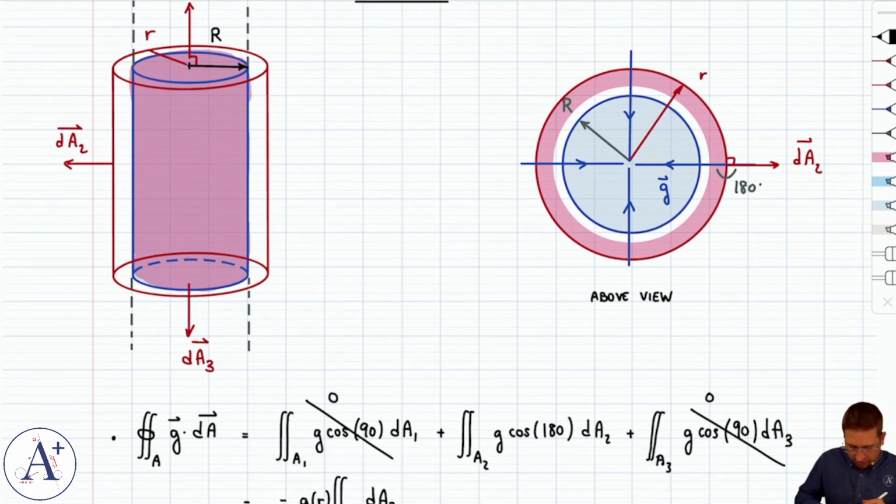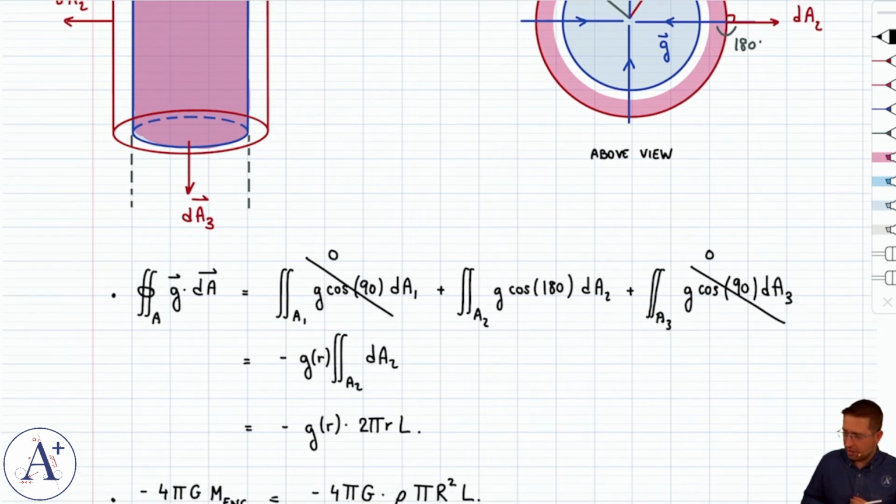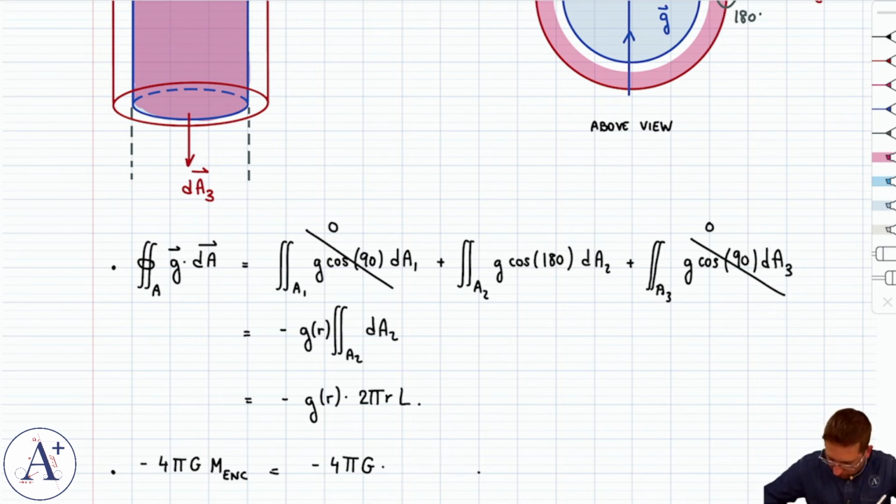So that's the difference. The only difference is that here you're going to have rho pi big R squared times L instead of little r squared. So that's something to keep in mind. Now you can see it. So here, let me just redo that so you have the whole thing.